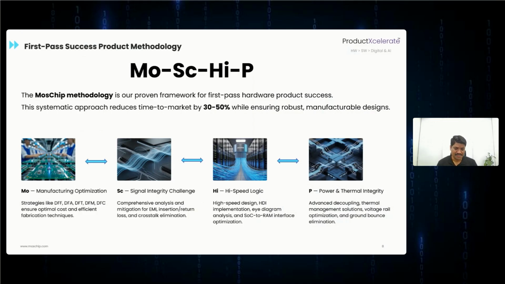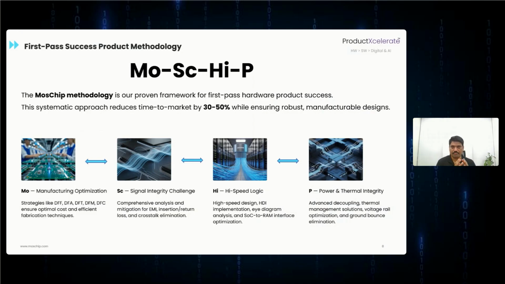Signal integrity challenge: making sure the waveforms in your head actually stay clean when they hit copper on the PCB. Comprehensive analysis and mitigation for EMI, insertion and return loss, and crosstalk elimination, with proper maintenance of characteristic impedance at board level. High-speed logic is considered the subtle stuff. By factoring in high-speed and high-density interconnect implementations with critical length matching, timing margins, glitch-free DDR calibration, eye diagram analysis, the SoC-to-RAM interface optimization can be achieved.